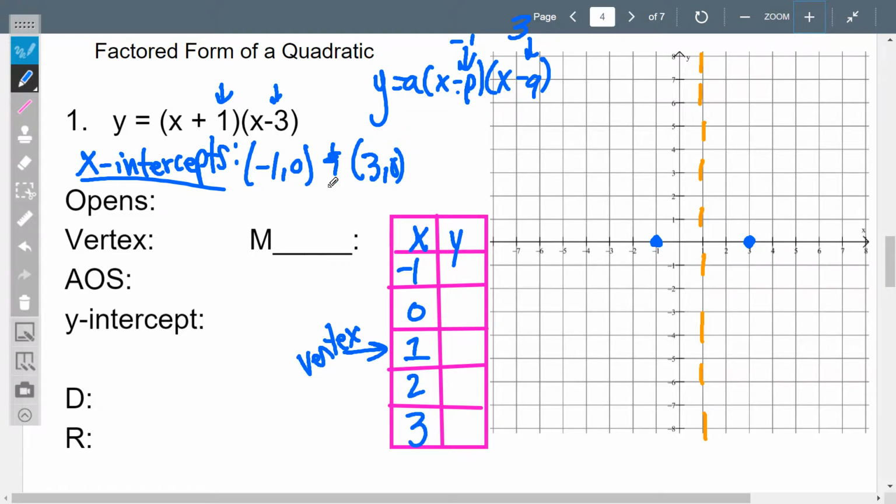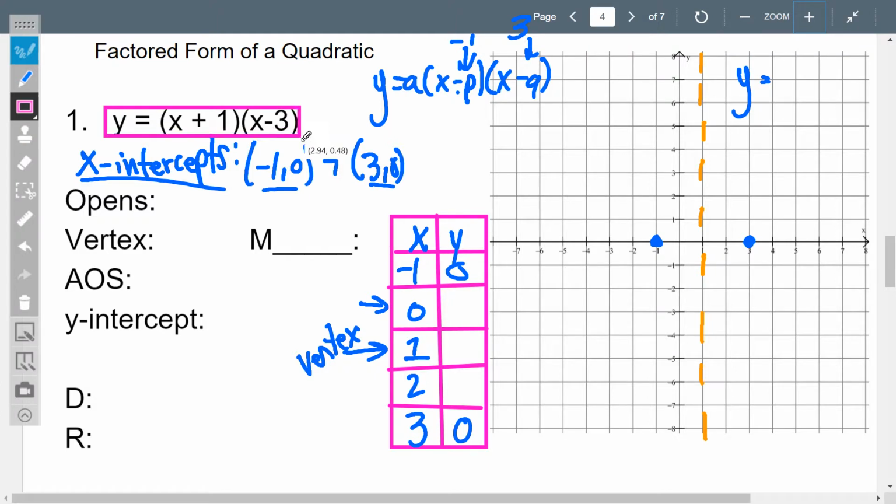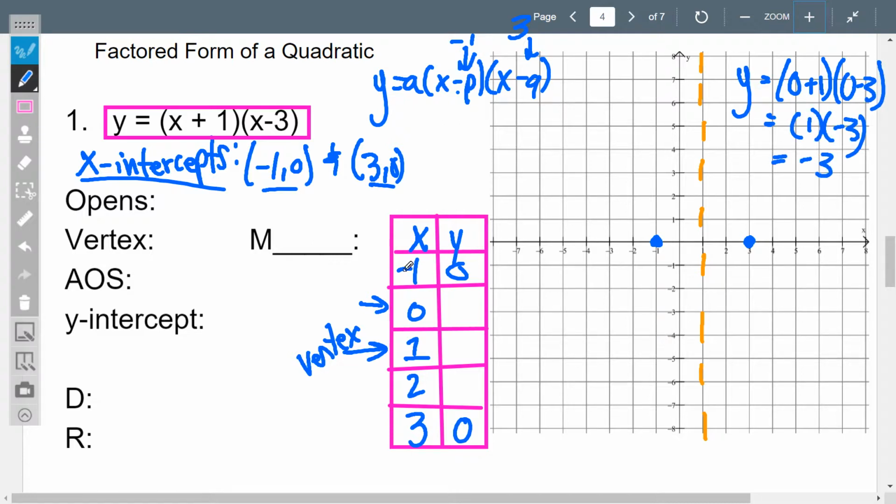Now we already know what we get when we plug in -1. We get 0. That's already a point that we know. And we already know that when we plug in 3, we get 0 as well. So I just need to plug in a few other values to fill out my table. I'll plug in 0 for x into this equation. So I got 0 plus 1 and 0 minus 3. That's +1 times -3, which is just -3. So plugging in 0 gives me -3. Because of the symmetry, I also know that plugging in 2 would give me -3 as well.